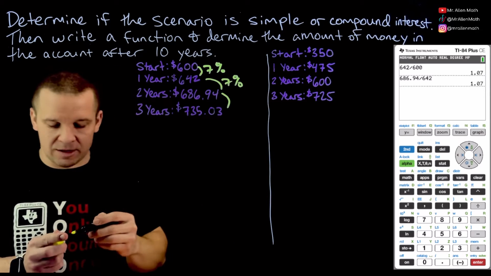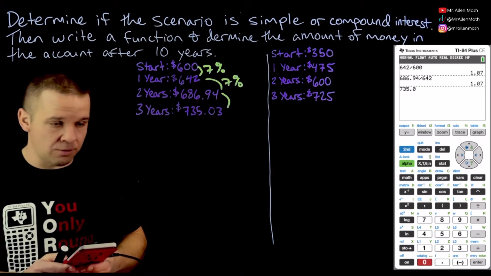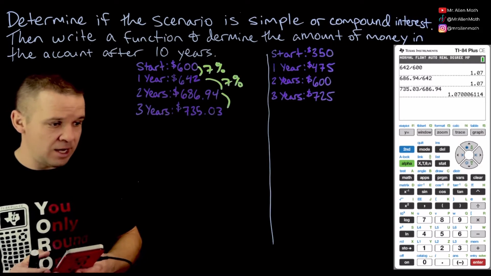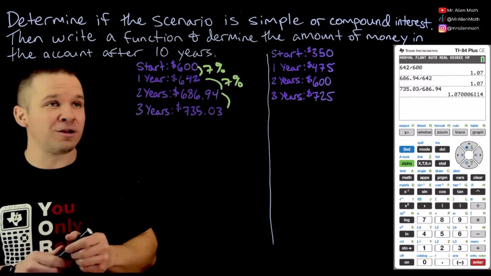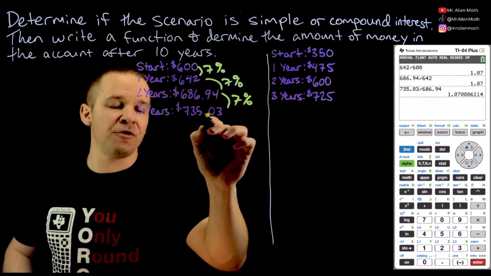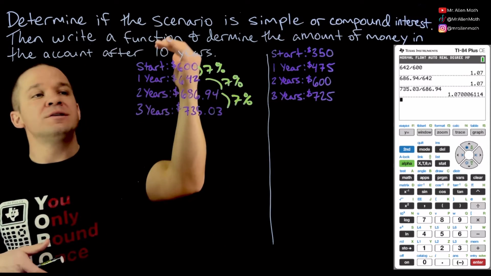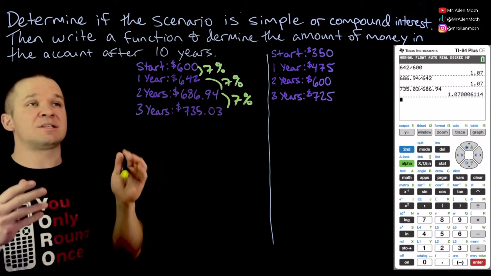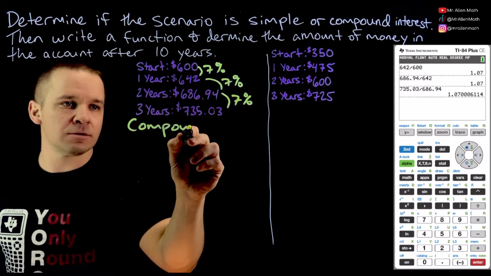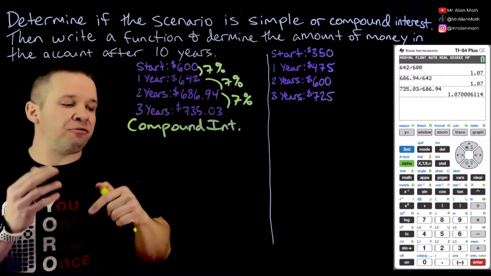Let's see if we get that on the last one. We've got 735.03 divided by 686.94. Hit enter. We get really, really close to that 7% increase. I have a feeling there's a little bit of a rounded value right there. I know there was because I read the problem. Anywho, 7% increase here, so this is compound interest. All right, now I need to write a function for this.